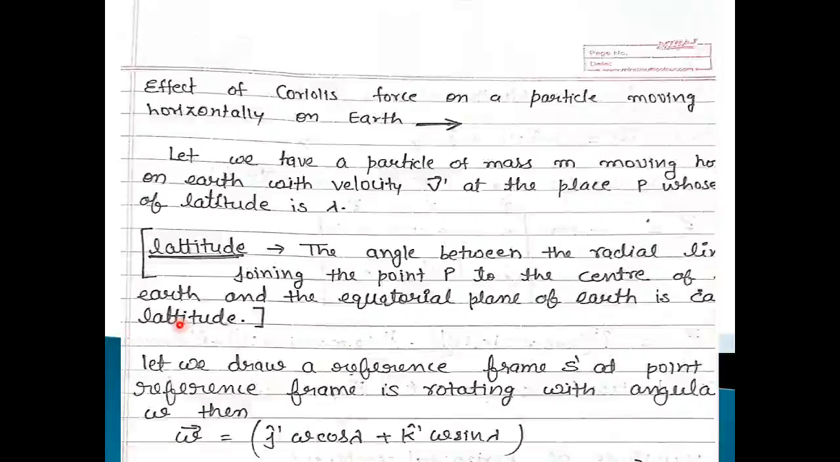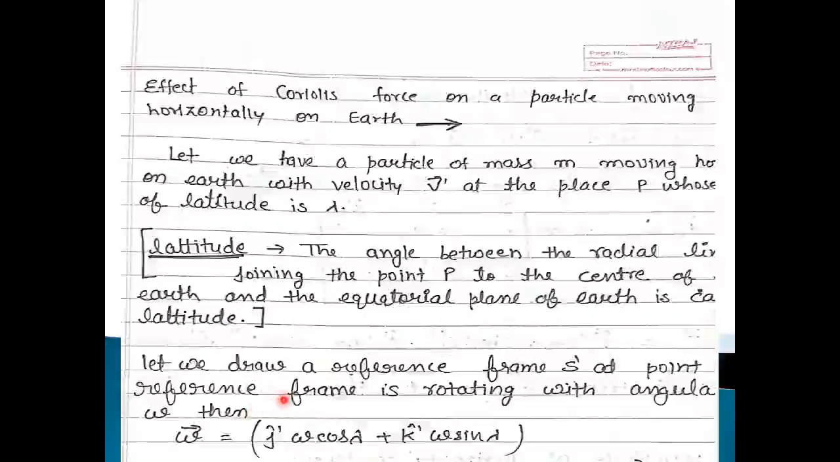Now, what is angle of latitude? The angle between the radial line joining the point P to the center of Earth and the equatorial plane of Earth is lambda, and it is called angle of latitude.